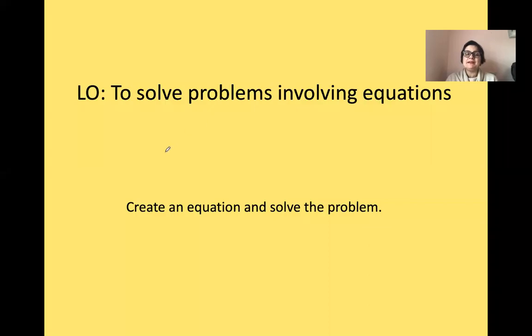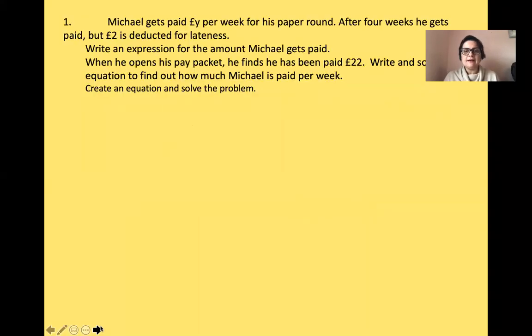Hello everyone. Today we are going to learn how to solve problems involving equations. So we must create an equation before we find the solution of the problem. Let's have a look at an example.